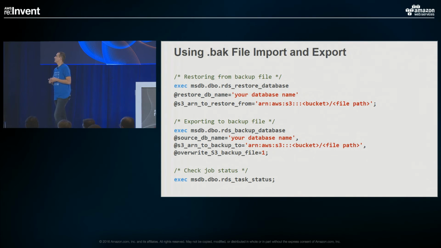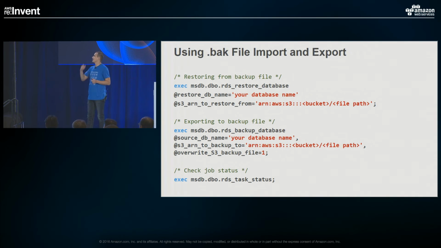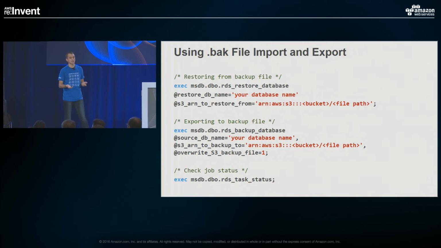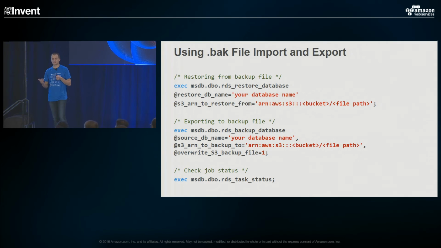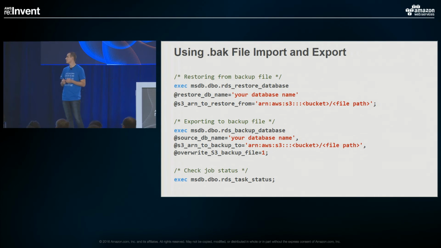So you can use a stored procedure to restore a database. You provide the database name and the file location in S3 that you want to use. You can export to a backup file. Again, you provide the database name, the file, and the option of whether you want to overwrite a previous file or not. There's also a stored procedure that you can call to track the status of those jobs. And there's another one not displayed that you can use to actually cancel any of those jobs.